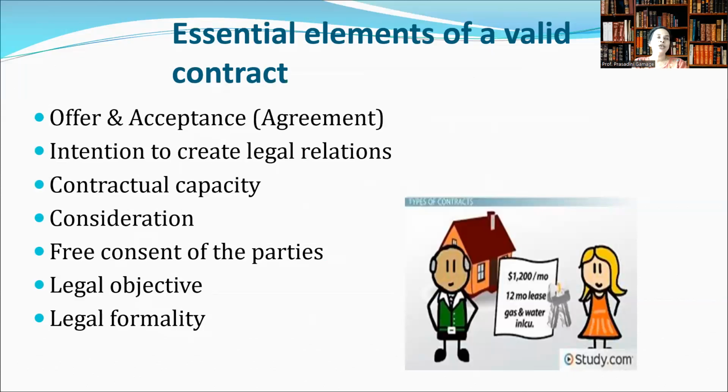Now, you know the meaning of offer and acceptance. For example, if A says, I want to sell my car for 5 million rupees to you.